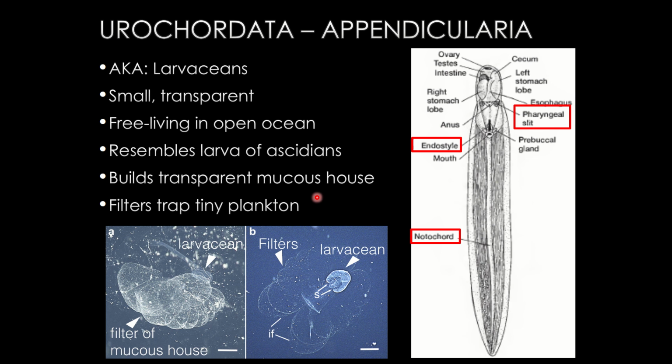It's only one slide for the appendicularia because it's not as important as the ciliates. It has an endostyle. Has the notochord. Has pharyngeal slits. What else does it need?